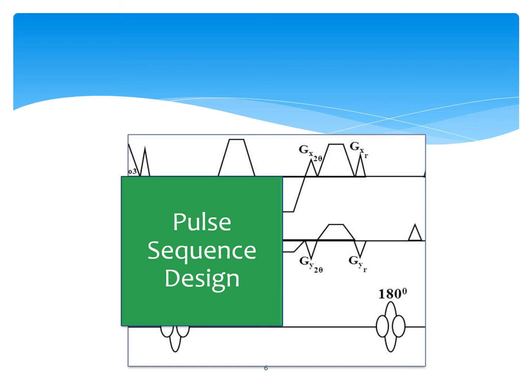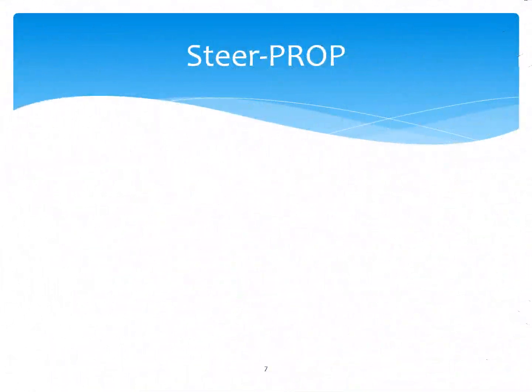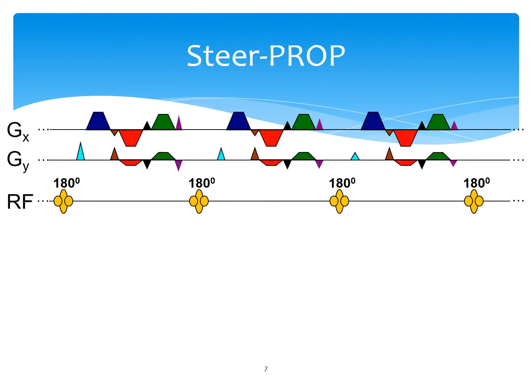Let's now take a look at the details of the SteerProp pulse sequence design. A segment of a single TR of the SteerProp sequence is shown in this diagram. Similar to Turboprop, SteerProp is also a GRASE-based sequence. In our implementation, we have used 3 gradient echoes for every spin echo.